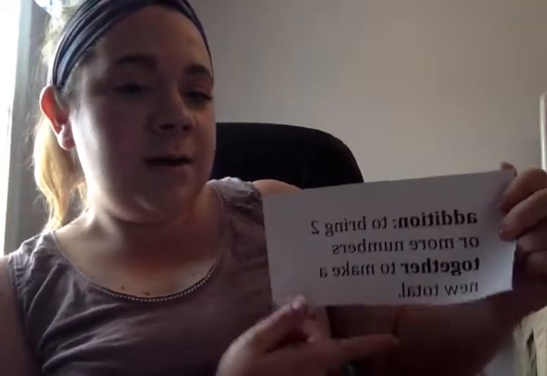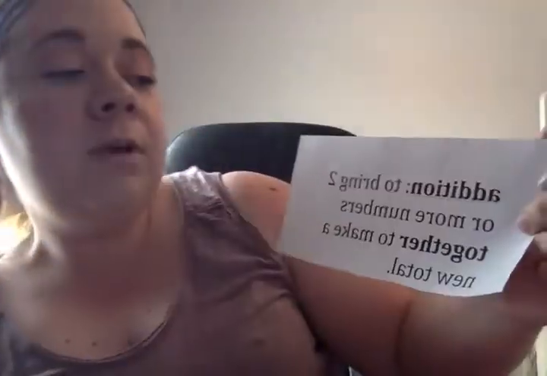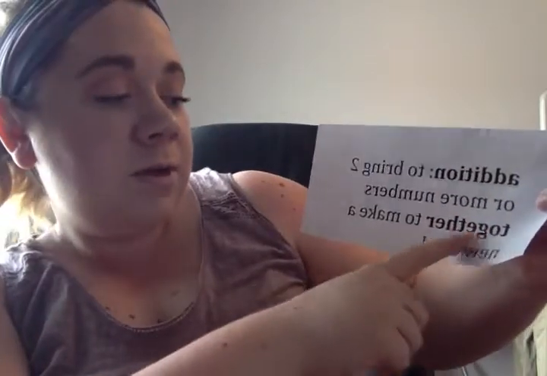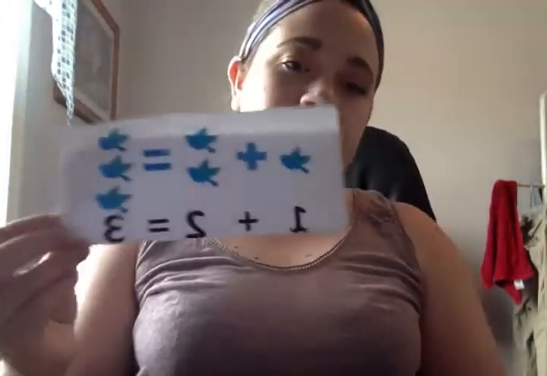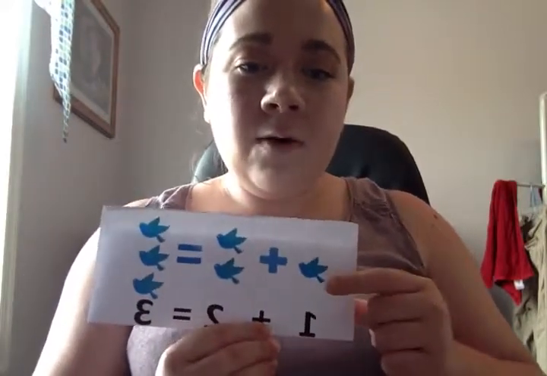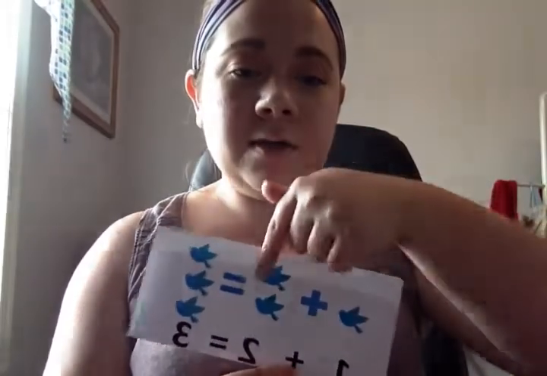All right, last word, boys and girls. Are we ready? What does this say? Addition. To bring two or more numbers together to make a new total. Read it with me. Read it slow. Addition. To bring two or more numbers together to make a new total. What could be a picture that represents addition? That's right. Look what we have here. We have one bird plus two birds equals a new total of 3 birds. Good job, boys and girls.